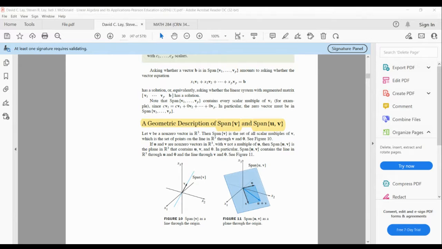Now in figure 11, you have the span of two vectors in three-dimensional space. The span of two vectors in three-dimensional space is any linear combination of those two vectors. And that would have to trace out a plane in three-dimensional space. That's what a span of two vectors would be.